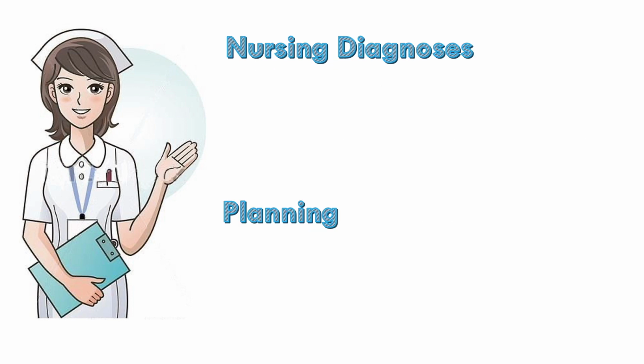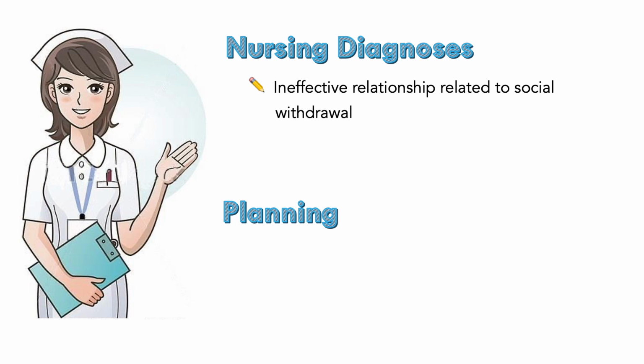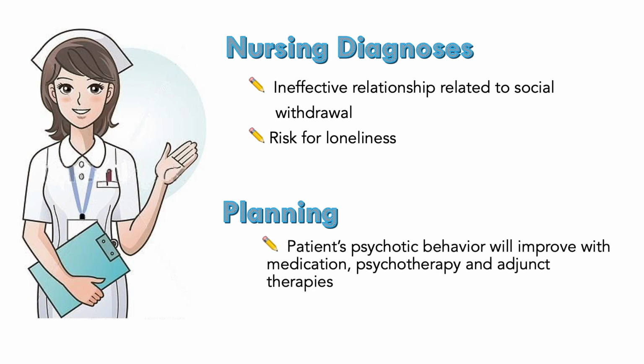Possible nursing diagnoses you can formulate are ineffective relationship related to social withdrawal and risk for loneliness. What is our plan? Why are we administering phenothiazine or non-phenothiazine medication to our patients? It is to improve the psychotic behavior of our patients through medications, psychotherapy, and adjunct therapy.